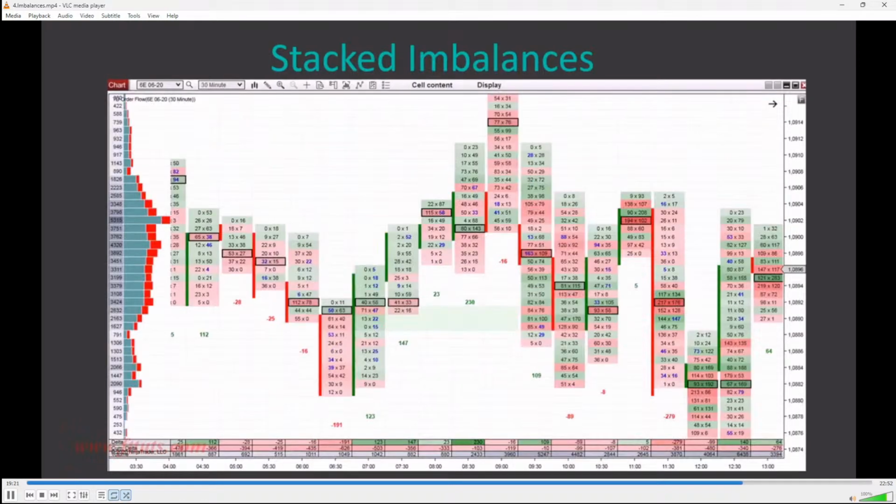All right, so let's go into the next example. This is a 30-minute chart of the Euro futures. There is a stacked buying imbalance in here, and I really like this one because this is a rejection of lower prices. So this stacked imbalance actually showed within the rejection.